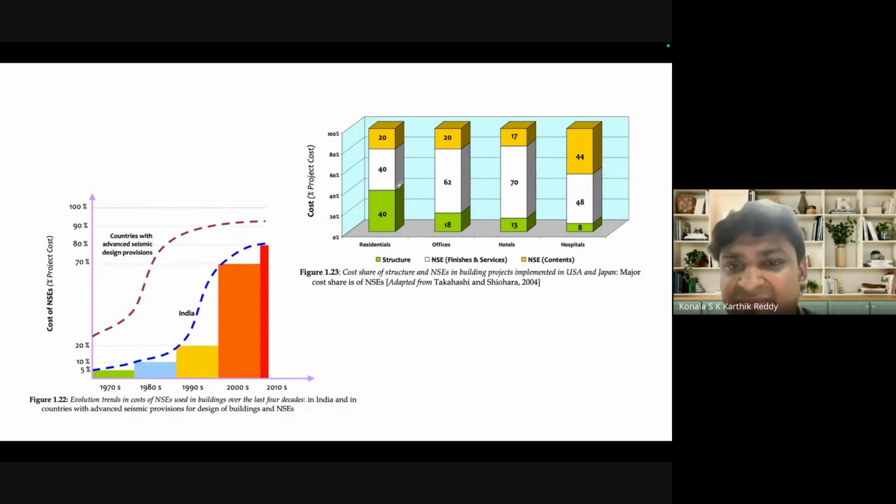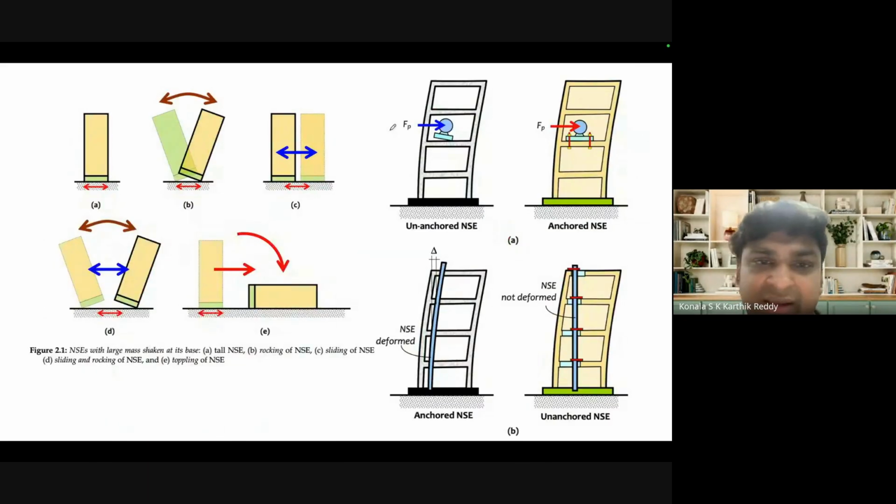And this is a rough chart, just to eyeball how much people are spending on non-structural elements. You can see the yellow tag is non-structural elements. For hospitals, you have lots of non-structural elements; 44% has been spent. For hotels, 70. For residential, it will be some 20 odd. So should this be given some preference? Yes, it definitely should be given some preference, because its participation is also that high.